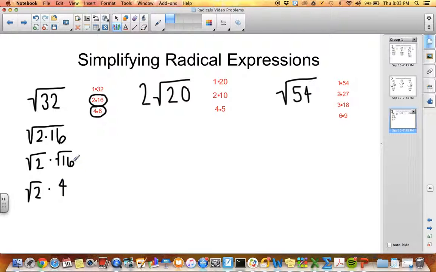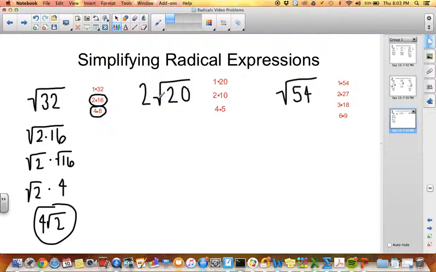Remember, once you take the square root of a number, the square root sign, the radical, goes away. So it's just 4. But we always want to write our coefficient in front, so we write 4 square root 2. So that's our answer.